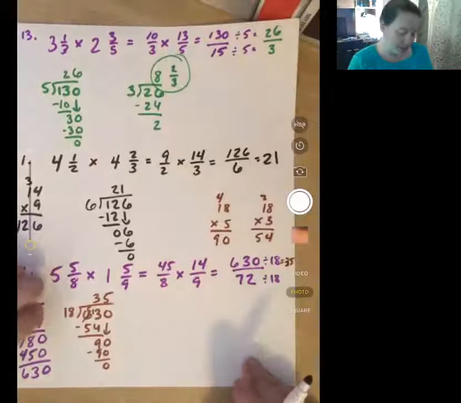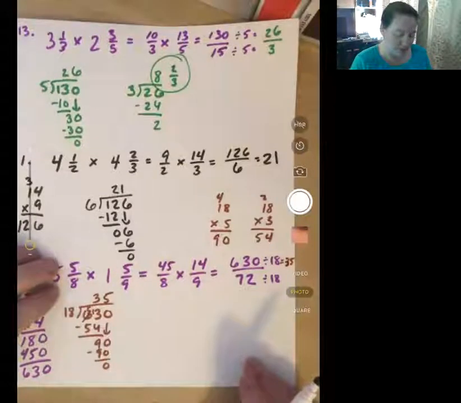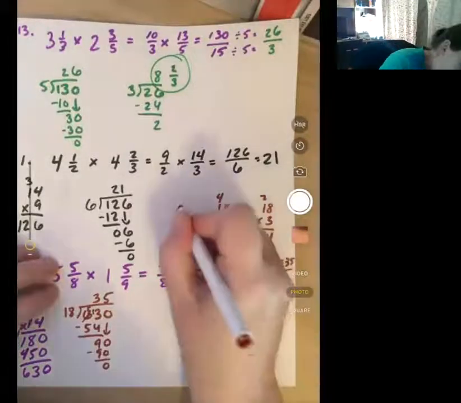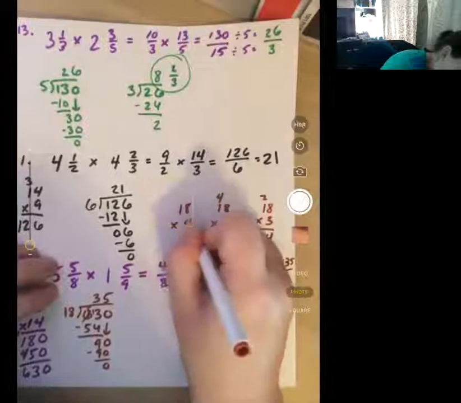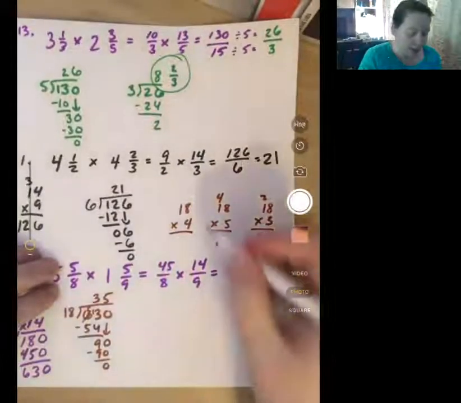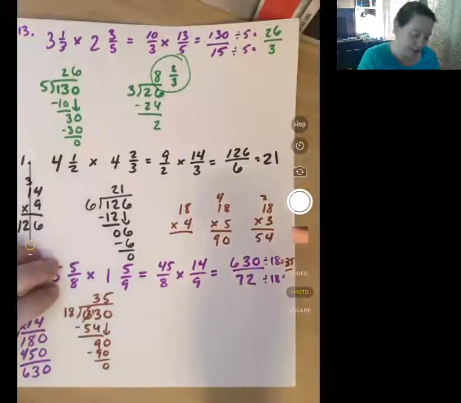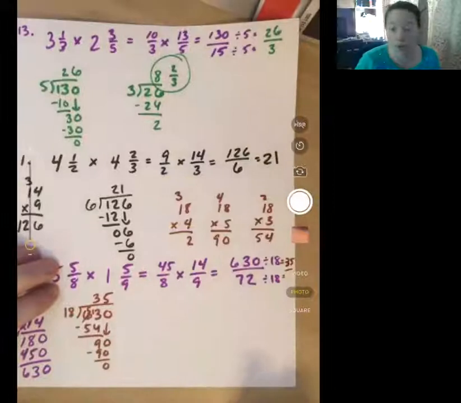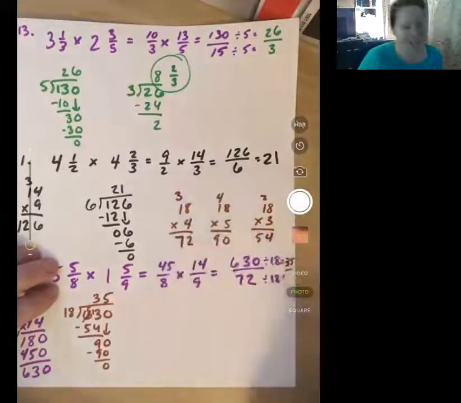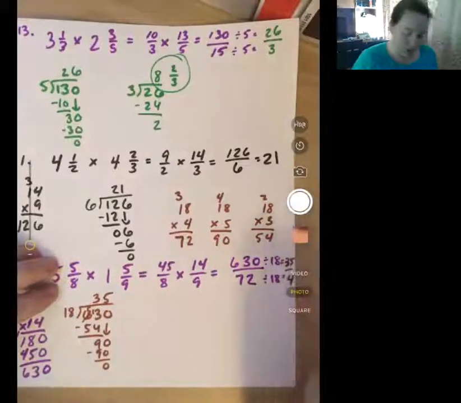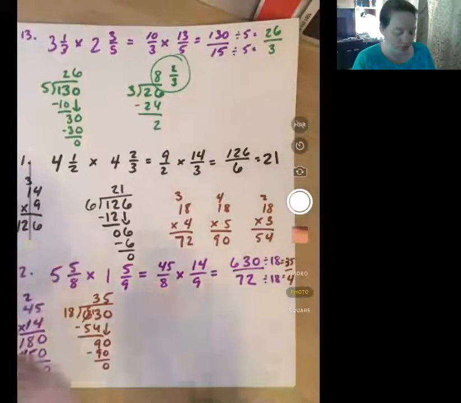And how many times does 18 go into 72? I'm thinking that might be our 18 times 4. Maybe. 8 times 4 is 32. 4 times 1 is 4, plus 3 is 7. 72. So that was 4 times. Okay, so I now have 35 over 4.